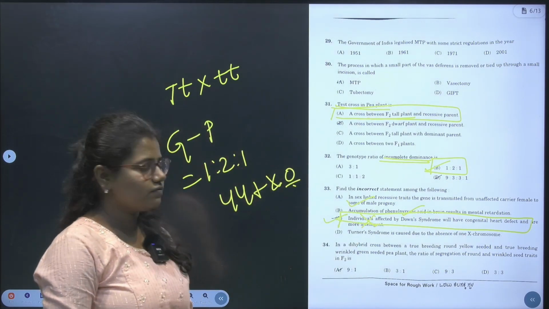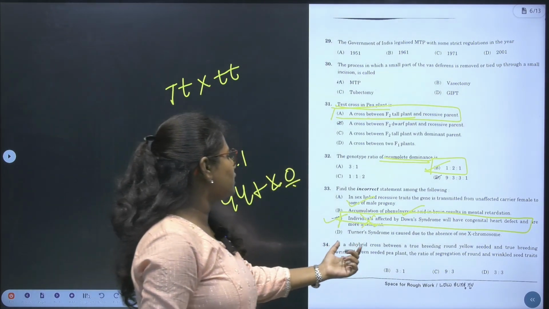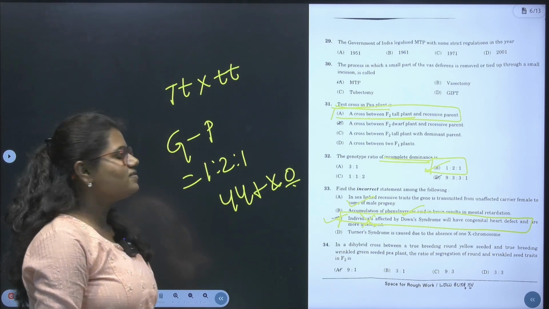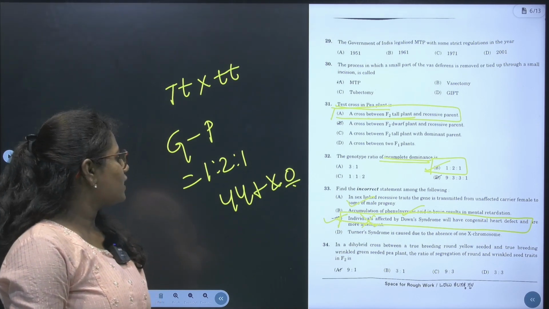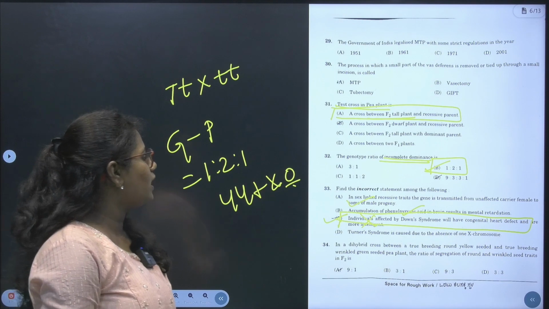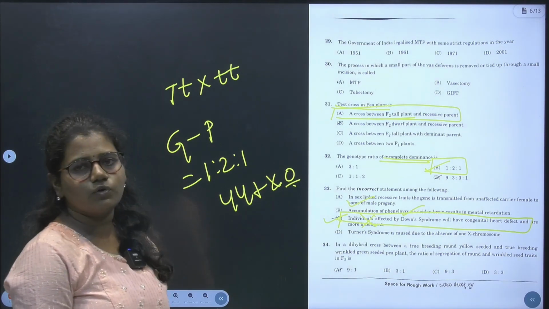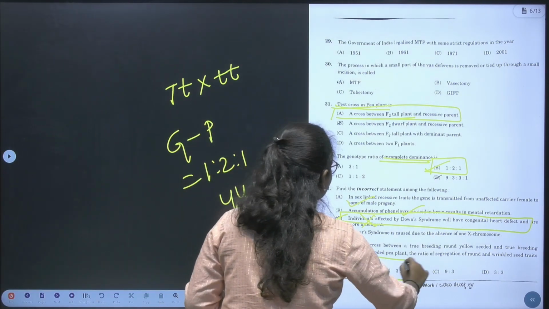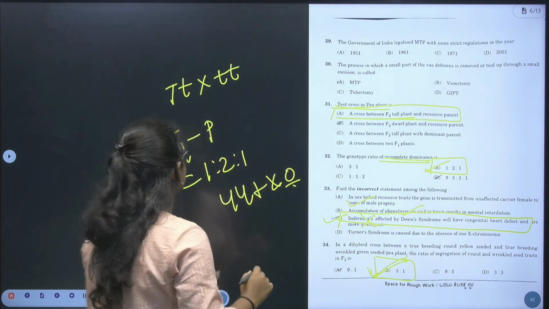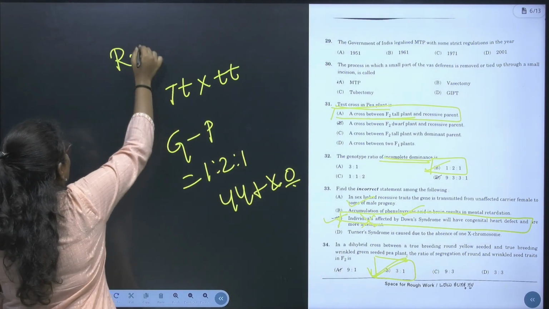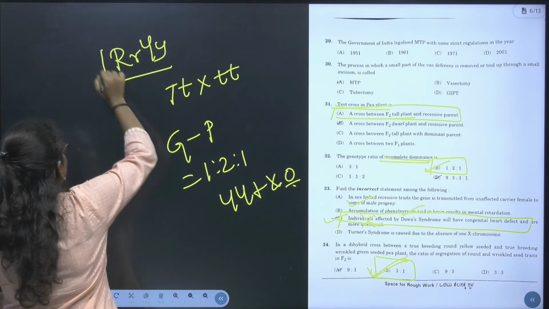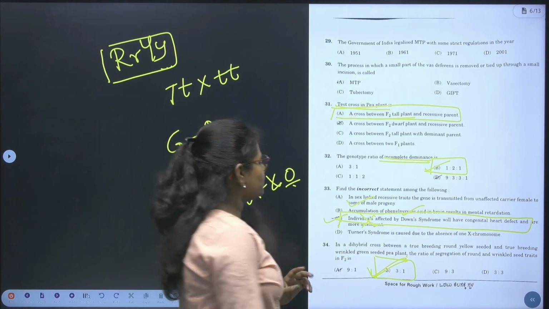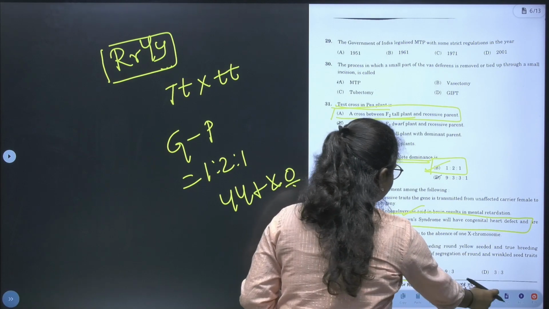Question number 34. In a dihybrid cross between a true breeding round yellow seeded and true breeding wrinkled green seeded pea plant, the ratio of segregation of round and wrinkled seed traits in F2 is, it is always 3:1. The ratio will always be 3:1, that is between RRYY F1 parent. The ratio is 3:1 and option B is the correct answer.